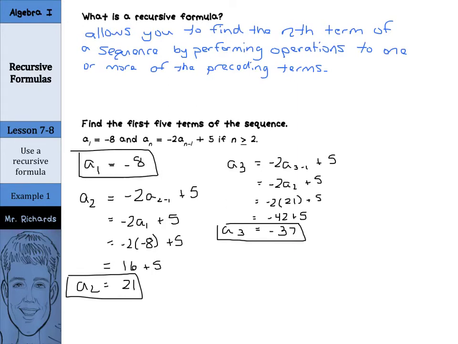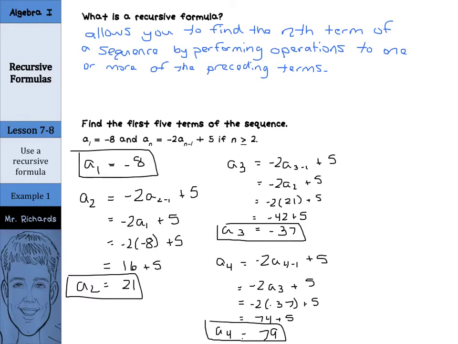Now for the fourth term, well, -2 times a 4 minus 1 term plus 5. That's going to be -2 times the third term plus 5. And our third term was -37, so -2 times -37 plus 5. That is 74 plus 5, which is 79. So our fourth term is 79.